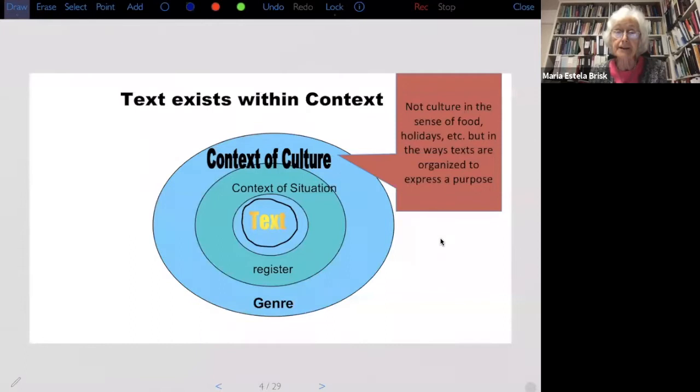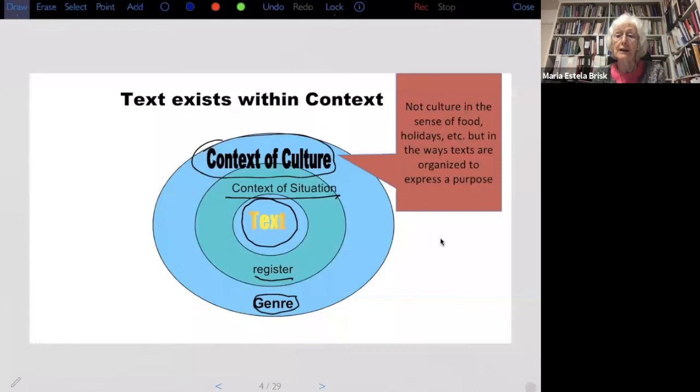And this text finds itself in the context of the culture where the use of language or writing, since I'm going to emphasize writing, but it can be applied to anything. And the context of the culture is what gives us the genres of writing. The text also exists in the context of situation. And the situation is what gives us the features of the register. And I'll talk a little bit more about that.